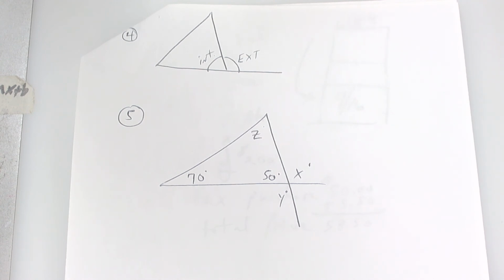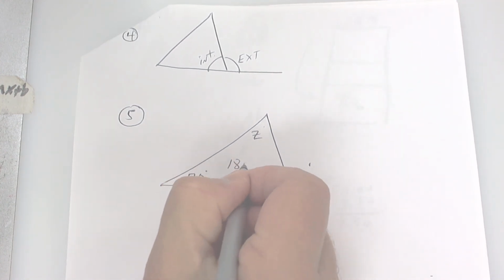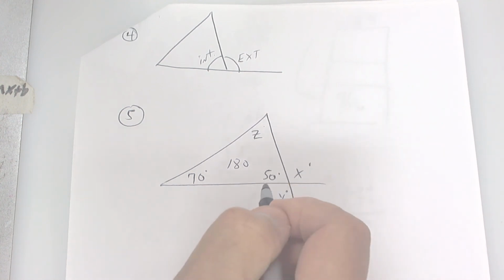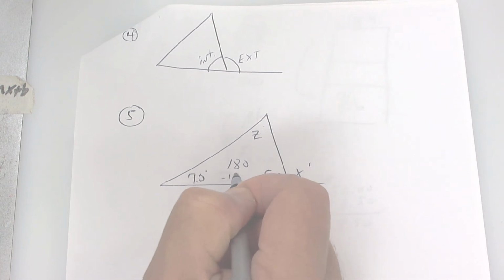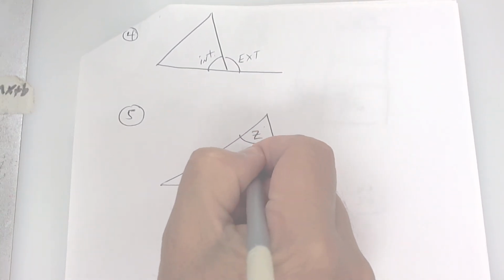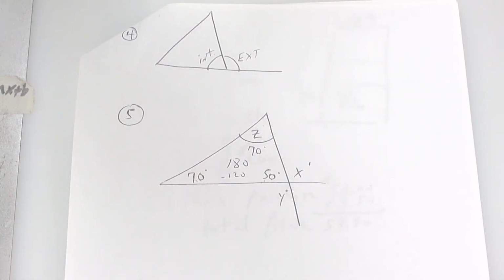All right, here's how you do this. You know that every triangle is 180. So put 180 here. I'm going to do this one first. So I add this up, I get 120. And I subtract 120 from this, and I get 70. So Z is 70 degrees.